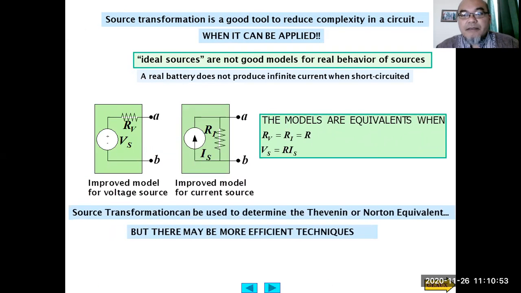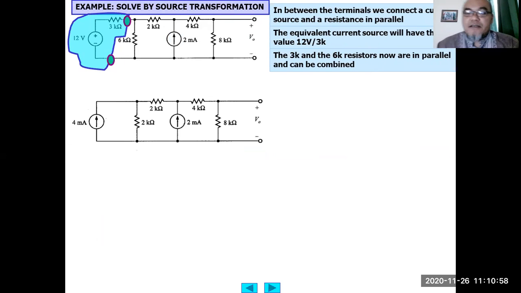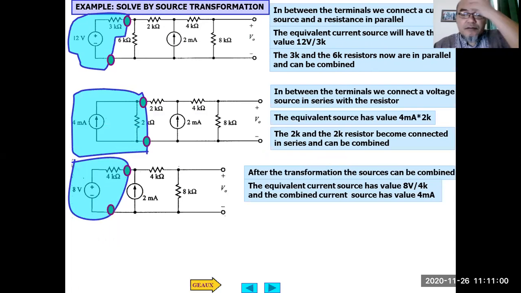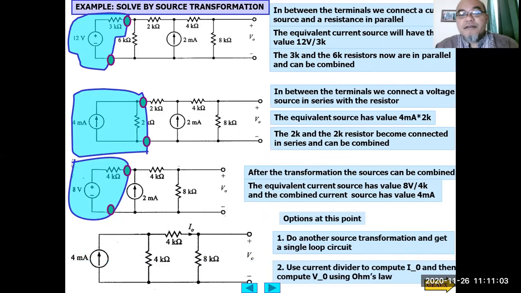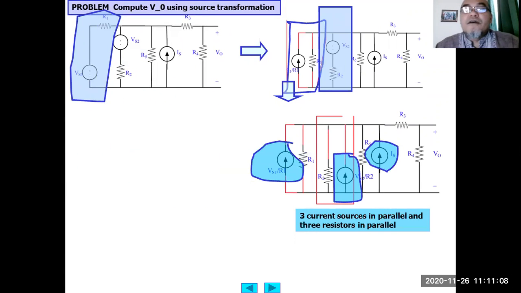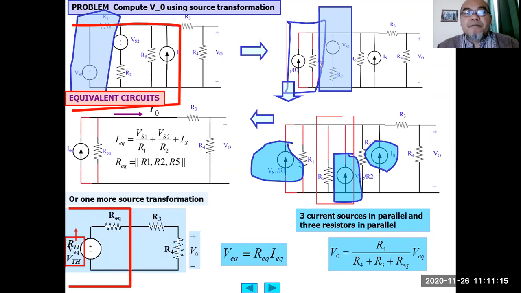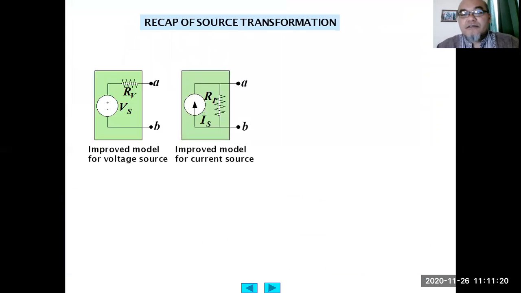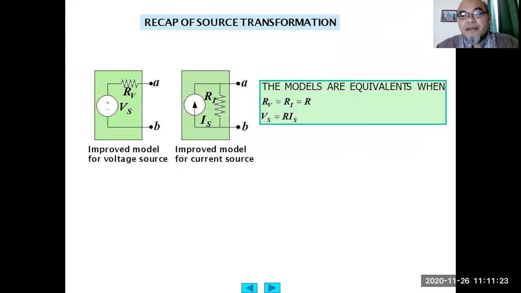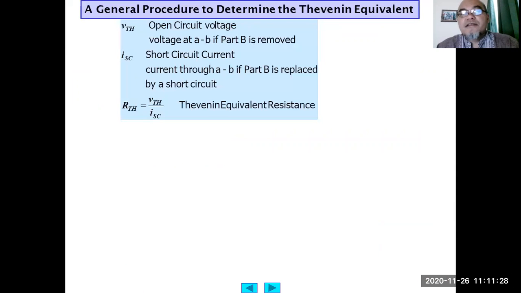We discussed some examples on that, solving by source transformation, and then solving also by Thevenin equivalent circuit. Let's just go at a glance over what we learned yesterday on the different steps to compute a parameter inside the circuit using either source transformation, the Thevenin equivalent circuit, or the Norton equivalent circuit.